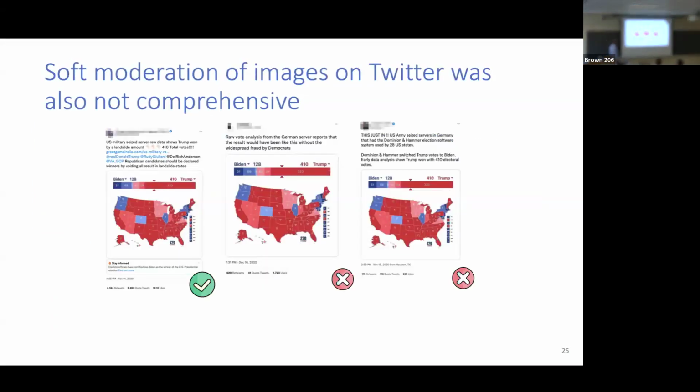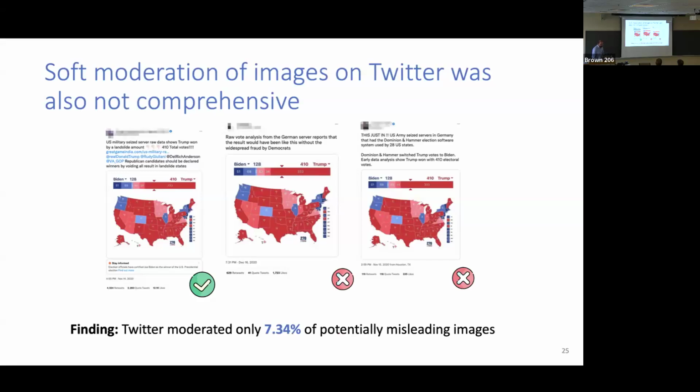What we found is that the soft moderation of images on Twitter during the 2020 election also was not very comprehensive. So this is an electoral map that allegedly had been shared by some foreign press, but actually never happened. It was just, you can go to interactive electoral maps websites and make your own. Only one of those was flagged by Twitter. So we found that only 7.34% of the potentially misleading images were flagged. A little better than the text, but still not very high.